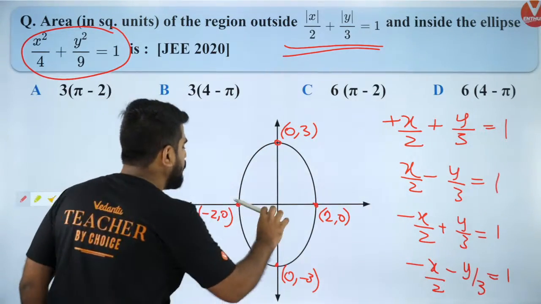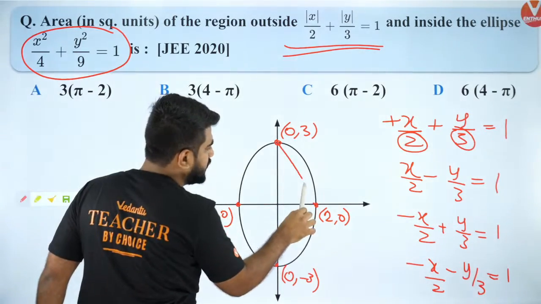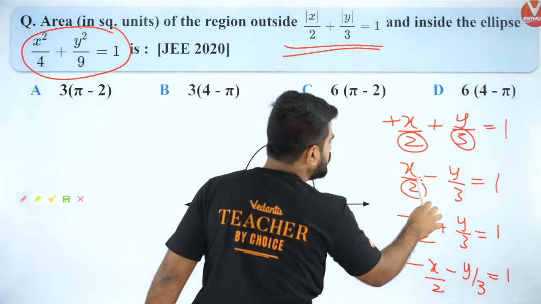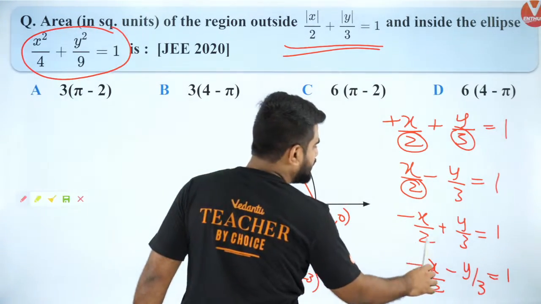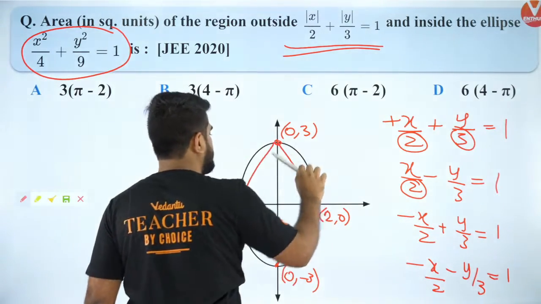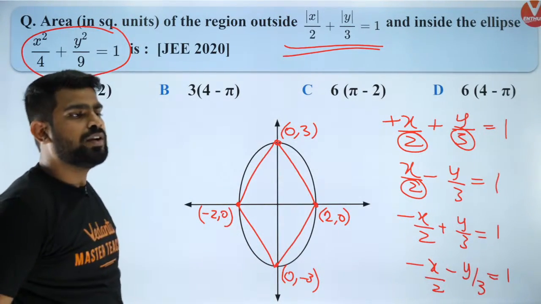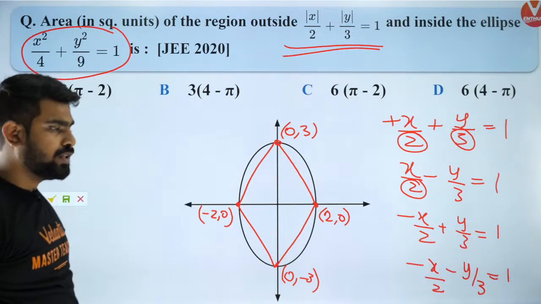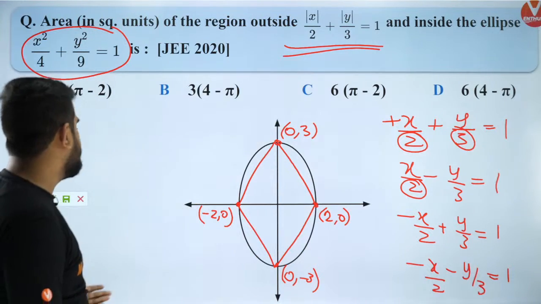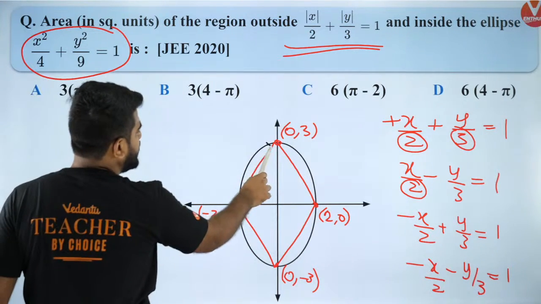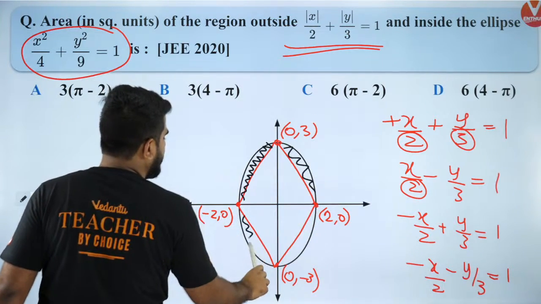So if you plot those 4 lines, you see that x-intercept is 2, y-intercept is 3. So that line will be like this. Here you have x-intercept 2, y-intercept minus 3. So that will be like this. Then x-intercept minus 2, y-intercept 3. So that will be like this and like this. Do you all agree it will be a rhombus? So what area we want? We want the area outside the rhombus and inside the ellipse. So we want this area. Are you all clear with it?